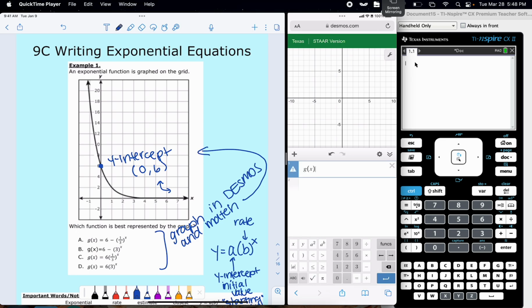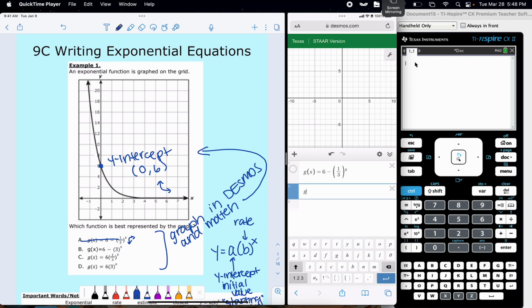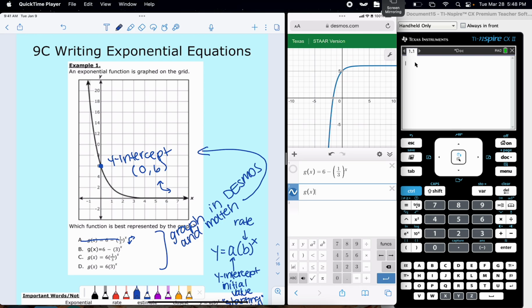Let's graph the first one. g of x equals 6 minus (1/3) little x. This one goes up, so it does not match this right here. So A is automatically out. Let's try B. g of x equals 6 minus 3 little x, and this one goes down. Not what we're looking for either. We're looking for this one again, remember? So B is immediately out.